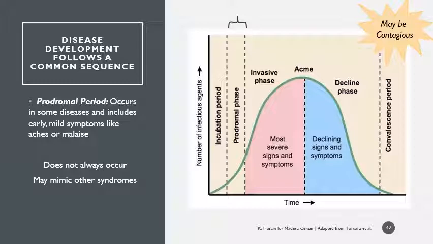When the signs and symptoms first start emerging, that's called the prodromal period. So it occurs in some diseases. It doesn't happen in all diseases. It includes early, milder symptoms like different aches and malaise. A very common example of this is with HIV.